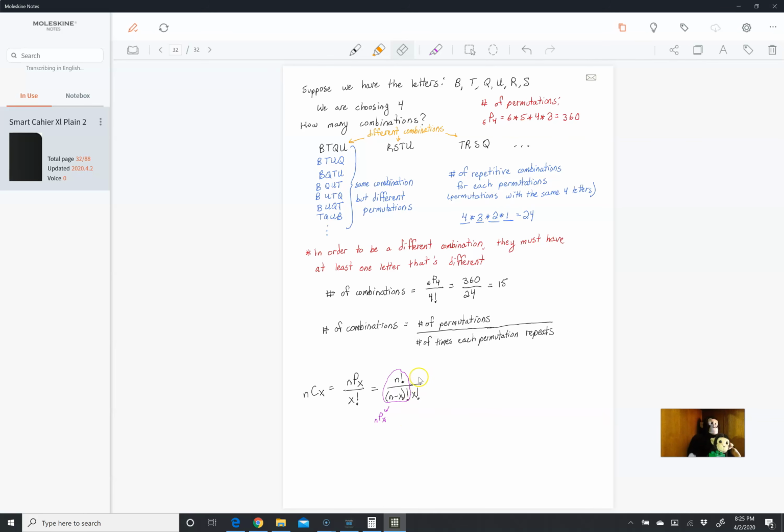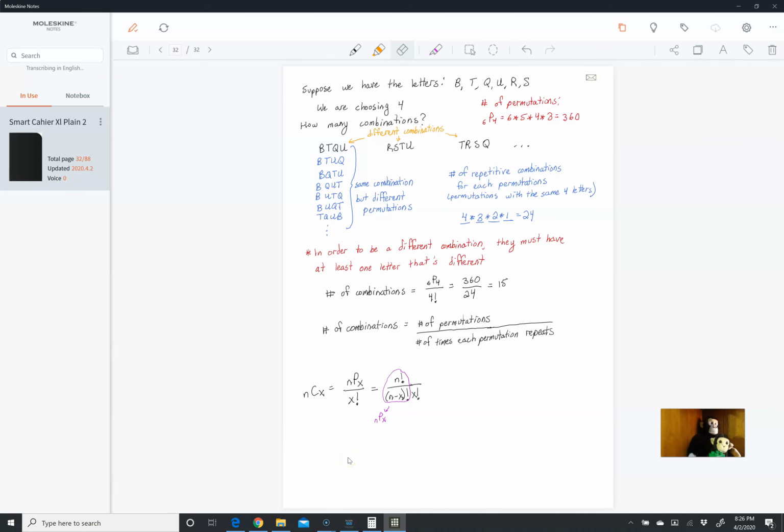And then we're multiplying by 1 over X factorial. So that's why the X factorial can go in here. Dividing by X factorial is the same thing as multiplying by 1 over X factorial. It's like dividing by 2 is the same thing as multiplying by 1/2. Okay, same idea. So this is the formula for combinations.